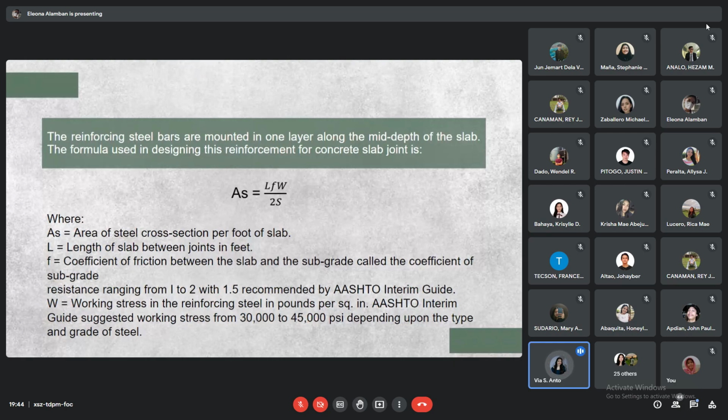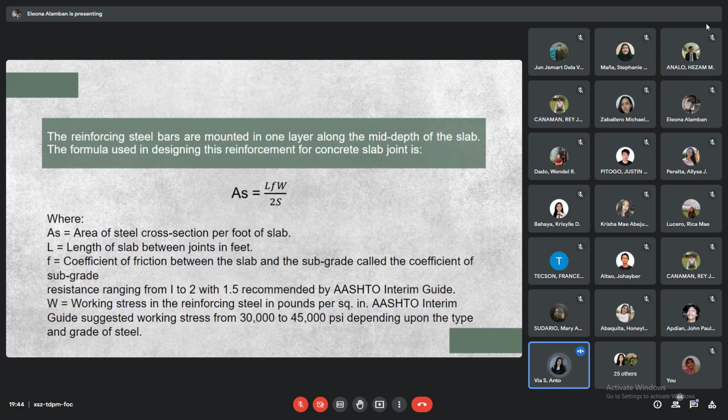The reinforcing steel bars are mounted in one layer along the mid-depth of the slab. The formula used in designing this reinforcement for concrete slab joints is As = LFW / 2S, wherein As is the area of steel cross-section per foot of slab, and L is the length of slab between joints in feet.